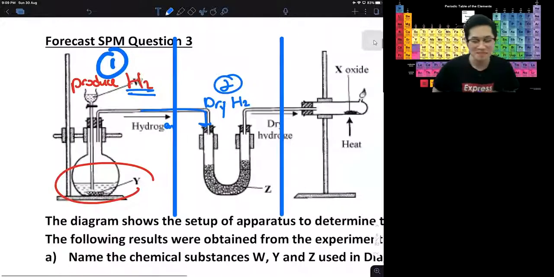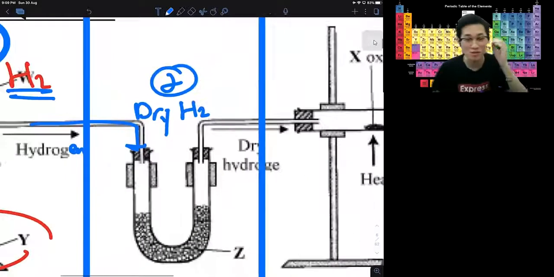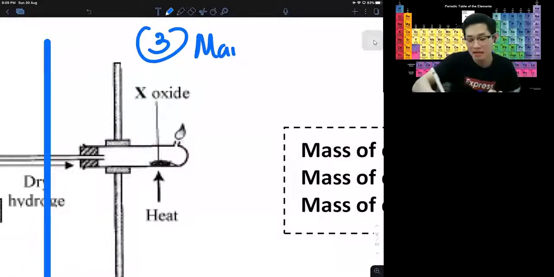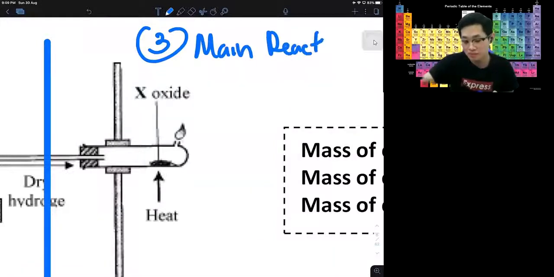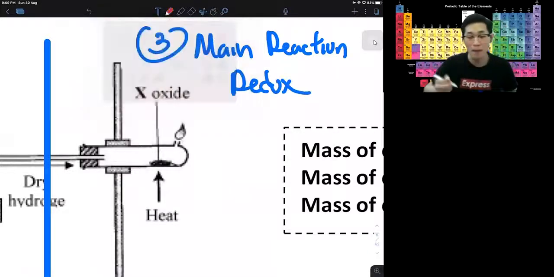Yeah, this apparatus has three parts. The first part is to produce hydrogen gas. The second part is to dry the hydrogen gas. And the third part is the main reaction. The main reaction here is actually a redox reaction. So you wouldn't know whether they will combine redox and this chapter together or not.